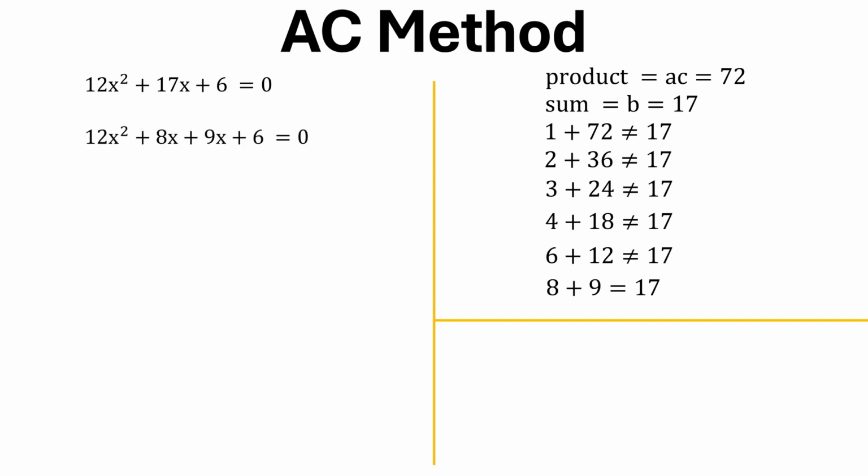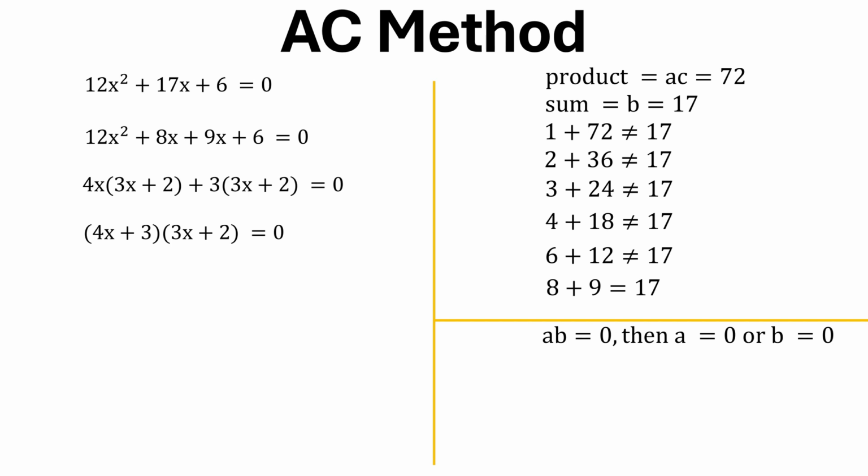As usual, we write 17 in terms of 8 and 9. Factor 4x out of the first two terms and factor 3 out of the last two terms, and now our equation looks like this. Next, factor out 3x plus 2, and now our equation looks like this. Using the zero product property, which says that when a times b equals 0, then either a equals 0 or b equals 0. So for 4x plus 3 equals 0 or 3x plus 2 equals 0. Finally, x equals negative 3 over 4 or x equals negative 2 over 3.